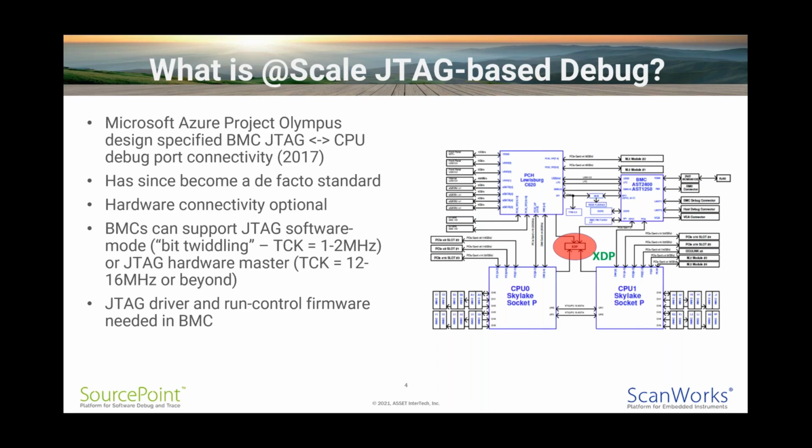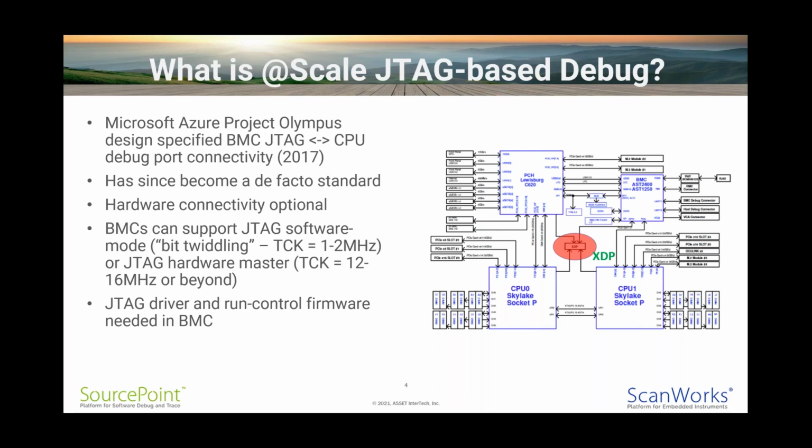And part of that design, the schematic support, had a hardware connectivity between some of the general purpose I/O of the service processors on those boards, the BMCs, and the CPU debug port, the CPU scan chain. That happened back in 2017, and now this connectivity is optional, but it has essentially become a de facto standard on all of the OCP server platforms.